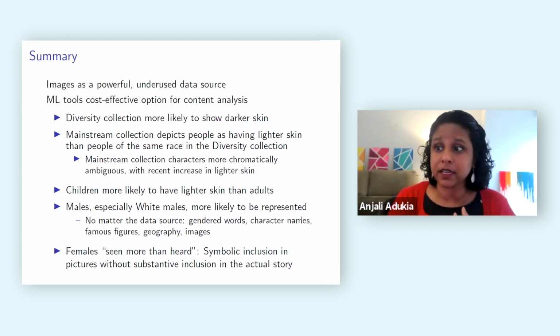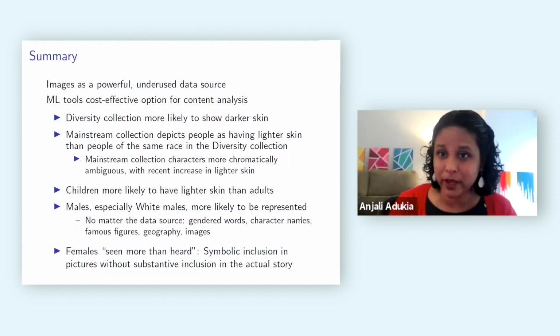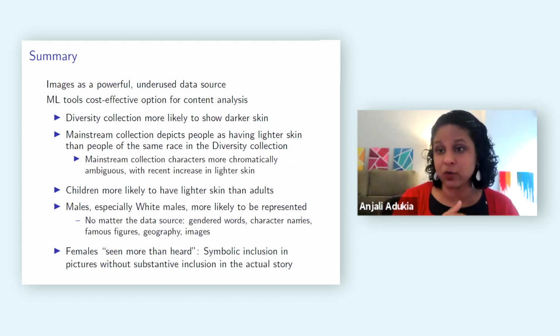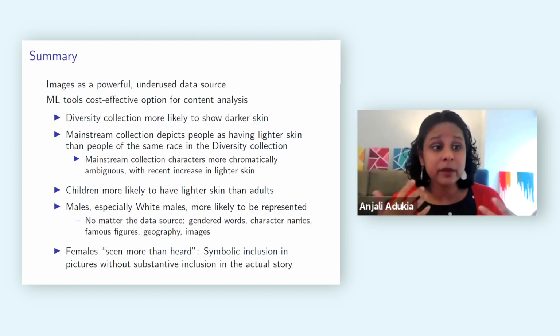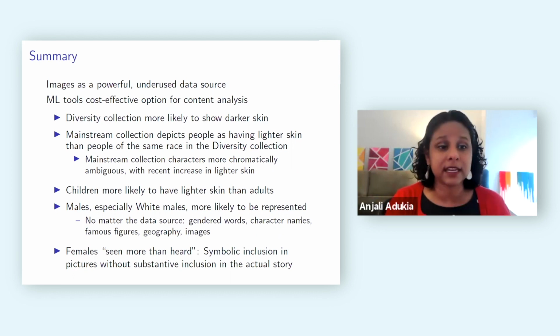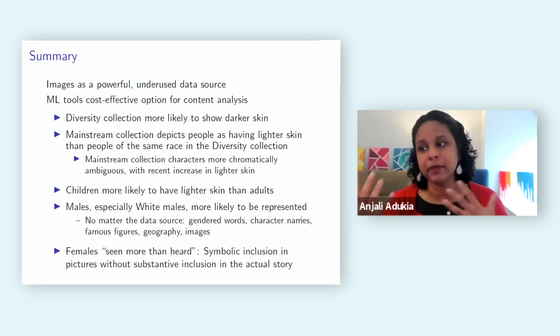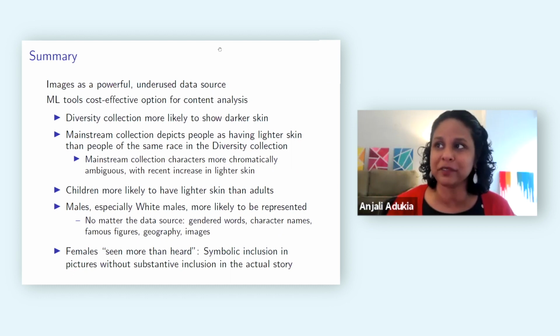Children are more likely to be depicted with lighter skin than adults. And regardless, males, especially white males, are much more likely to be represented no matter the data source, whether it's gendered words such as pronouns, character names, famous figures, or geographic heterogeneity in images. And then we see that females are much more likely to be represented in images than text over time, suggesting that there might be this symbolic inclusion in pictures without substantive inclusion in the actual story. So I will stop there, and we welcome any questions.